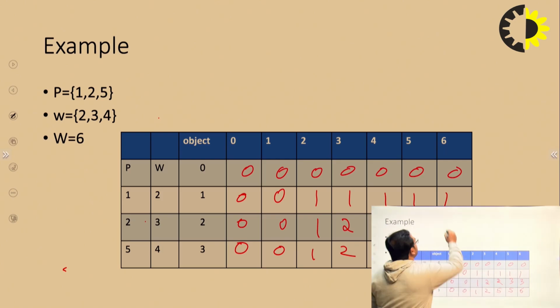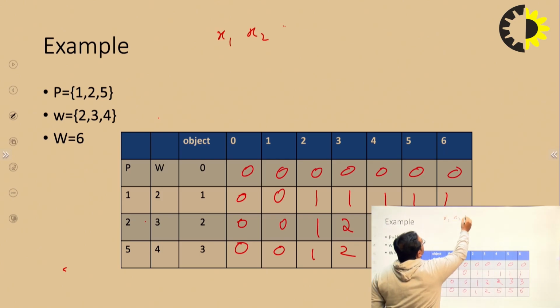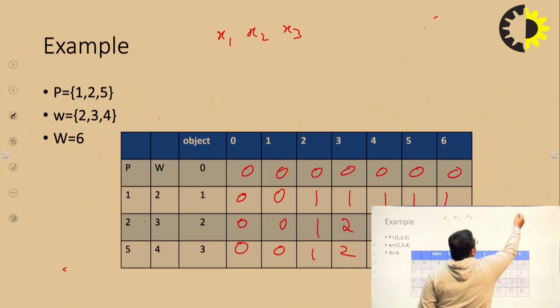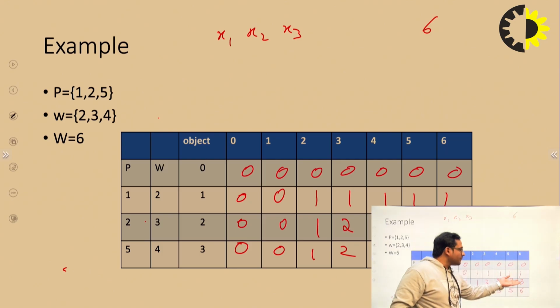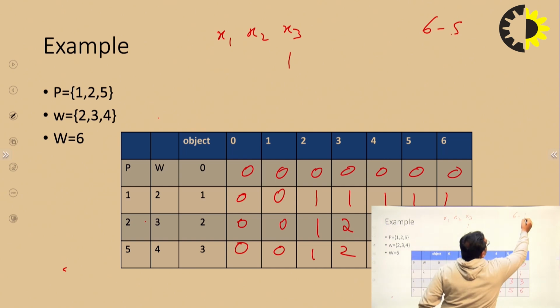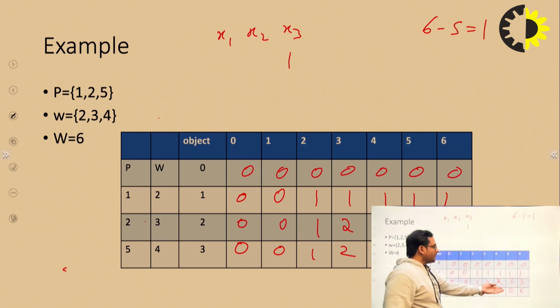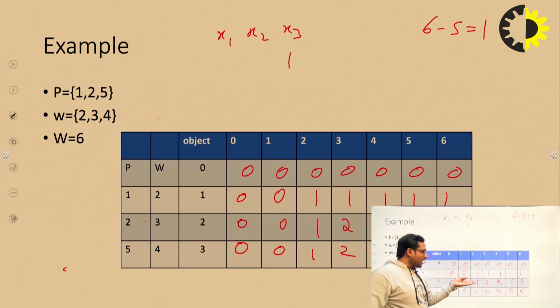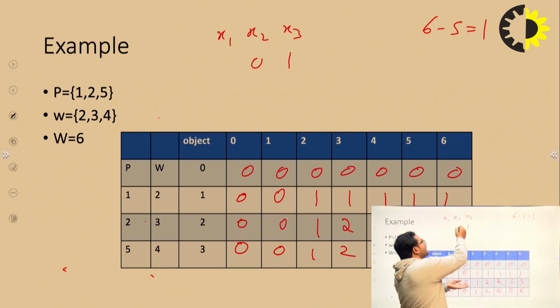How are the items selected? I can write here x1, x2, x3. Profit is 6. Is this 6 coming from the previous row? No. So we can include this item, the third item, we can select this one. What is the profit? 5. So 6 minus 5 is 1. We get 1 in this row. Is this coming from the previous row? Yes, it is also available in the previous row. So that means this item is not going to be selected here.